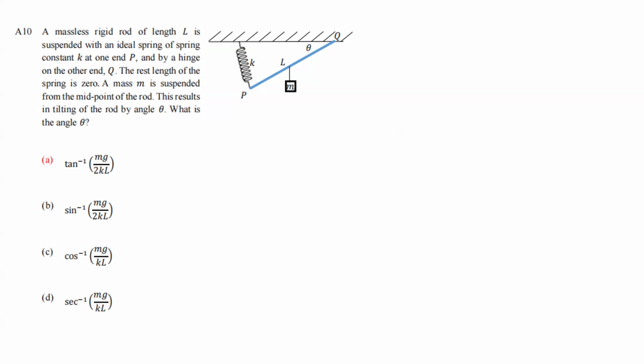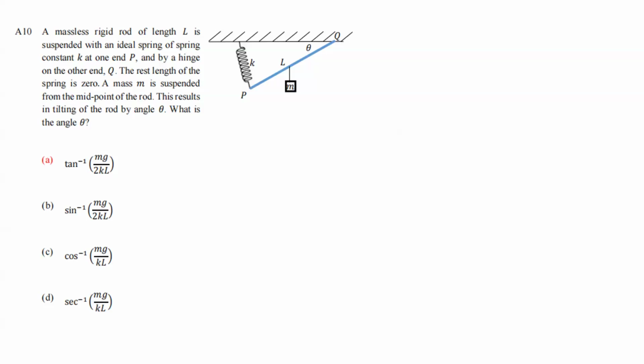So the problem states that a massless rod of length L, one end at P, is attached to a vertical spring. Therefore, the force of the spring is vertical. The other end Q is hinged. A mass M hangs from the rod midpoint. Let the angle between the rod and the horizontal be theta. We need to get the angle theta.